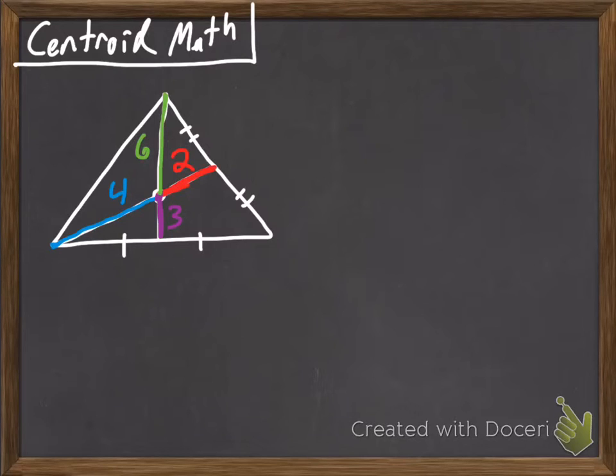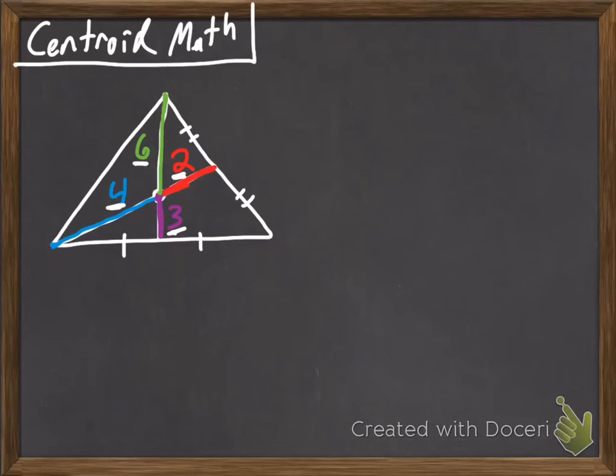I want you to pause the video and see if you can figure out what it is or what's going on. Go ahead and do that now. Okay, so what I was hoping you noticed is this short piece is 2, this is 4. Well, 2 times 2 is 4, so we doubled it. This is 3, this is 6. Did the doubling work again? Yes, 3 times 2 is 6.